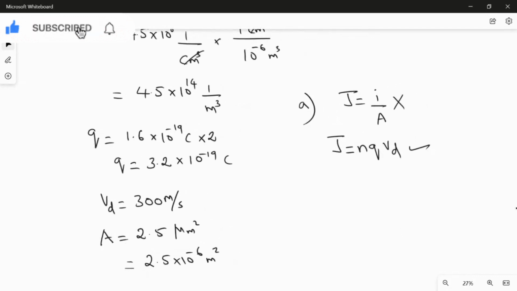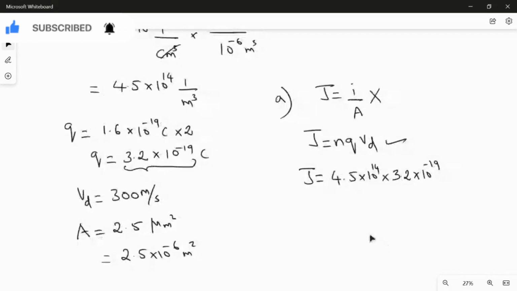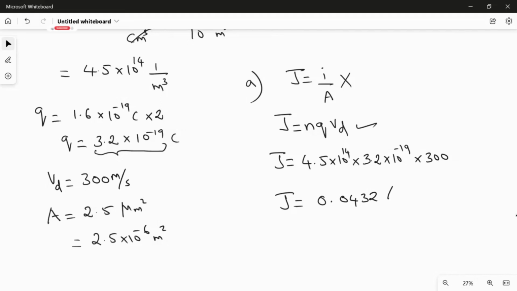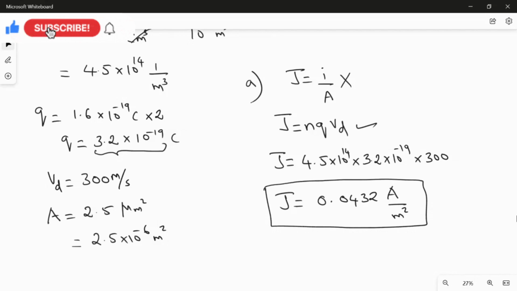So J is equal to the charge carrier's value, 4.5 × 10^14, and this charge is the doubly charge, so I have to use the value 3.2 × 10^-19, multiplied with the drift speed, which is 300 meter per second. So here I got the answer for the first question, J, which is equal to 0.0432, and the unit for the current density is ampere per meter square. So this is the answer for the first question.